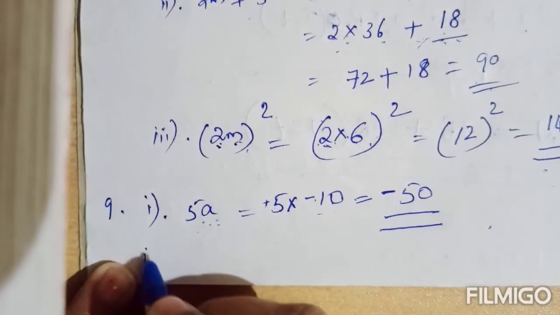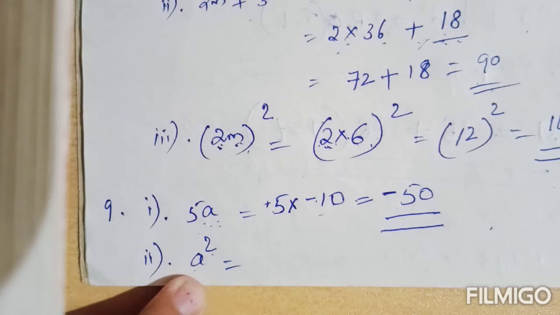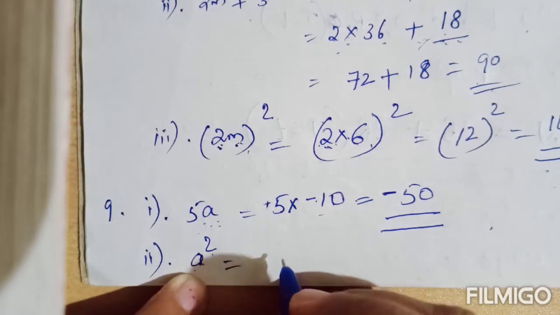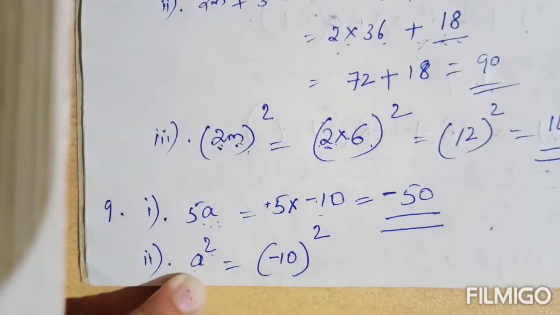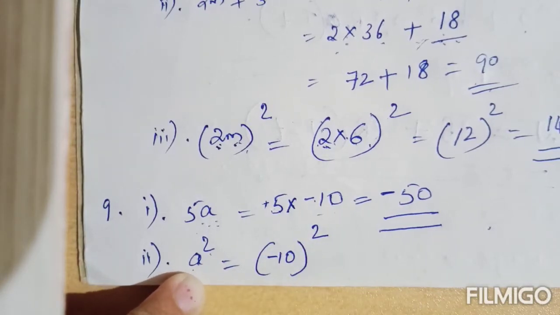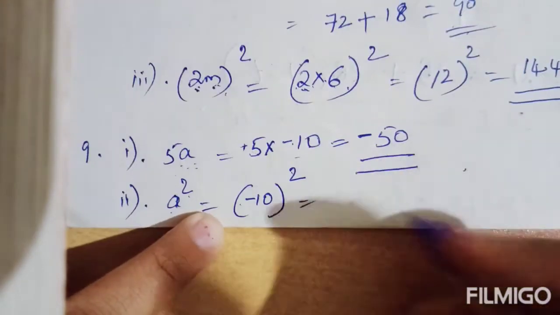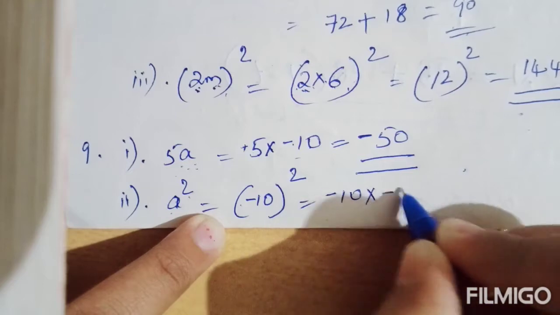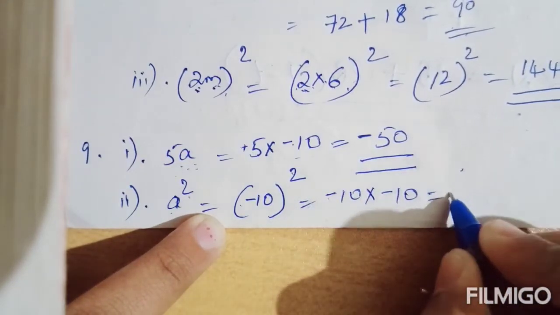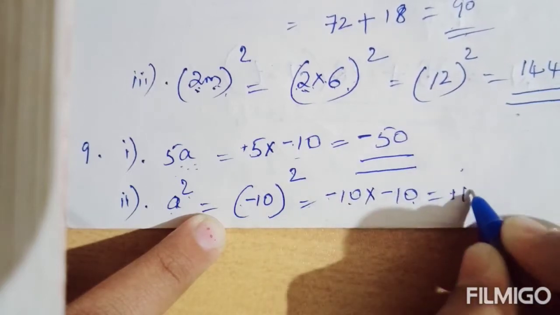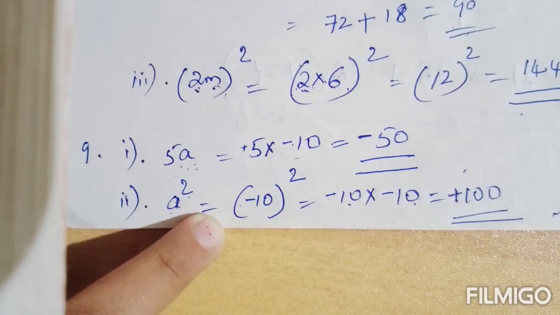Now in the second one, a square. The a value is given as minus 10. So you have to find minus 10 whole square. In place of a you can substitute minus 10. Minus 10 whole square means minus 10 into minus 10. Negative into negative is positive. 10 into 10 is 100. So positive 100, or simply 100, will be the answer.